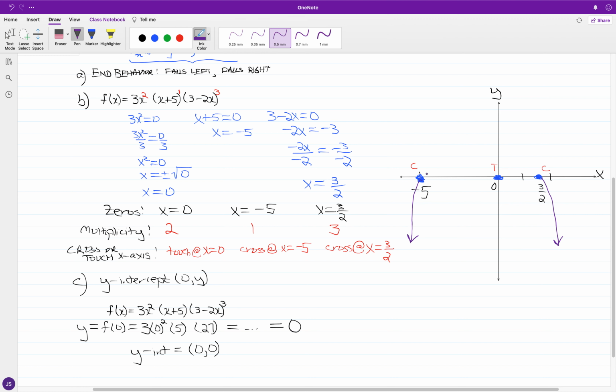Okay, so we have just the pattern. We have to cross from below to above, and then it's going to descend. And instead of crossing at the origin, it's just going to touch. And it's going to rise up again, and once we get to x equal to 1.5, the graph will cross the x-axis. Now I'm not drawing according to scale, but again, at the ends, you have to fall to the left and fall to the right. And at the zeros, you have crossing at -5, touching at 0, and crossing at 3/2.